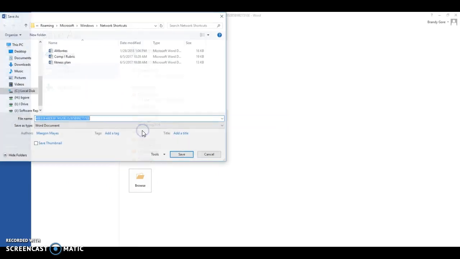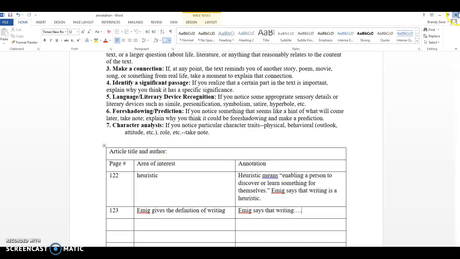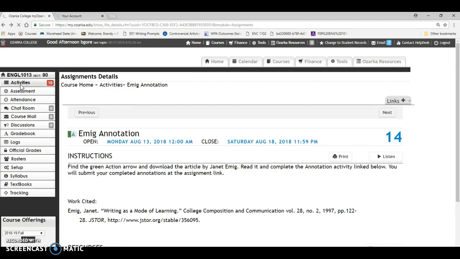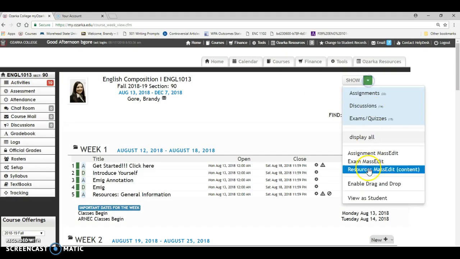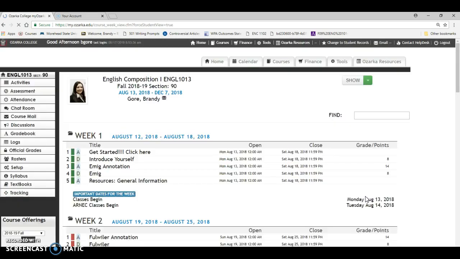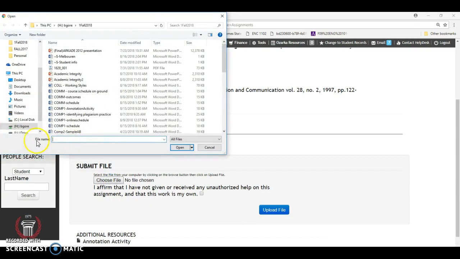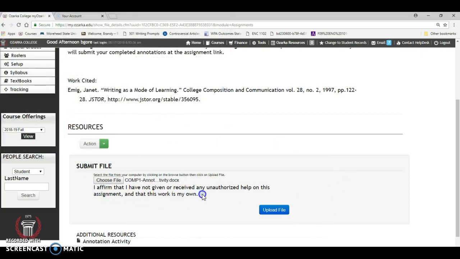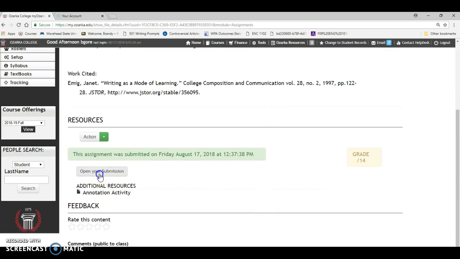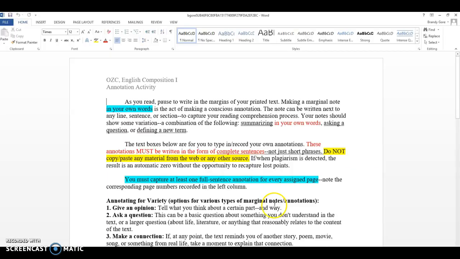Once you're done with that, you will save it. Find a file to save it in. And then whenever you go to upload, I'm just going to show you really quick how to upload in case this is the first class for anyone. So, Emig annotation, choose file. Oh, mercy. I'm just going to pretend I have it. And then click here and upload. Always go back and look at your submission, and yours should be filled in. This one's not. Anyway.